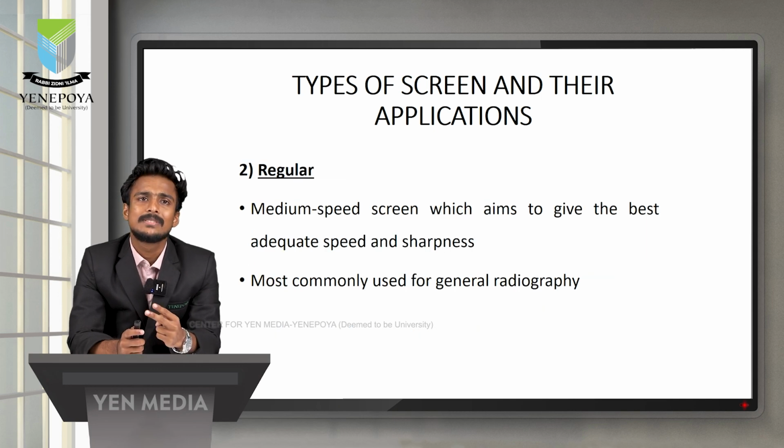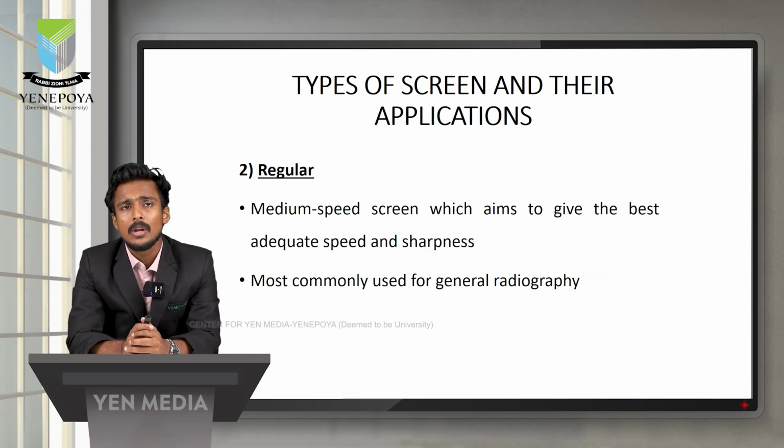We are moving to the second type of screen, that is the regular intensifying screen. A regular intensifying screen is a medium speed screen which aims to give adequate speed and sharpness. It has a well balanced speed and sharpness, and is most commonly used for general radiography.